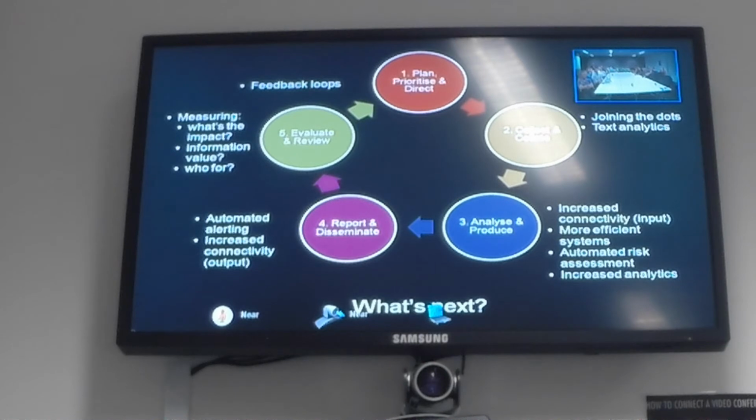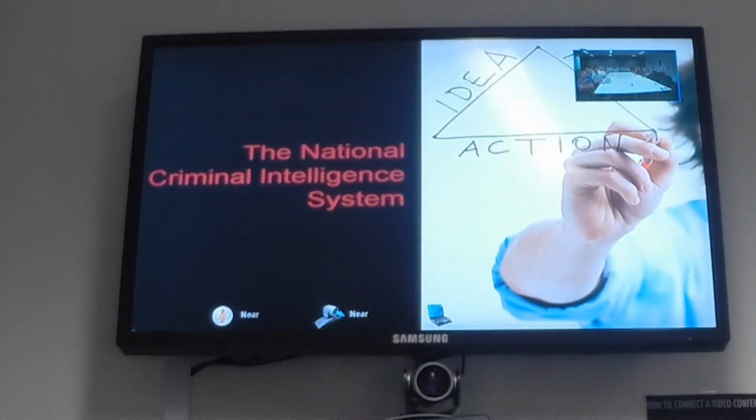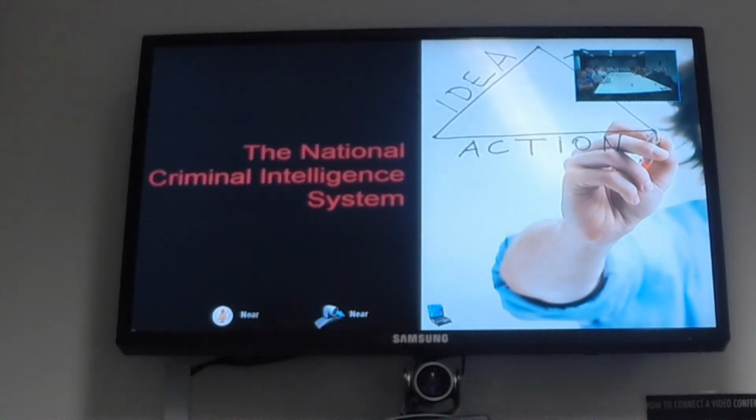So the National Criminal Intelligence System we will be developing will be a big part of this. The goal of NCIS is to enable free flow of information across jurisdictional boundaries. We have within our legislation the need to provide a national criminal intelligence database. We call it ACID. This system will replace that.